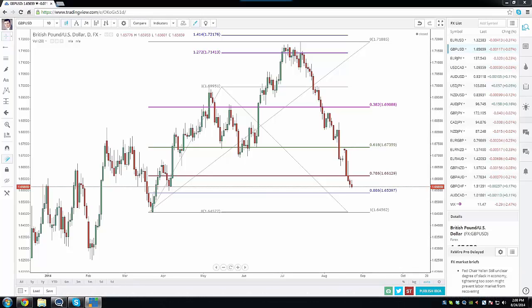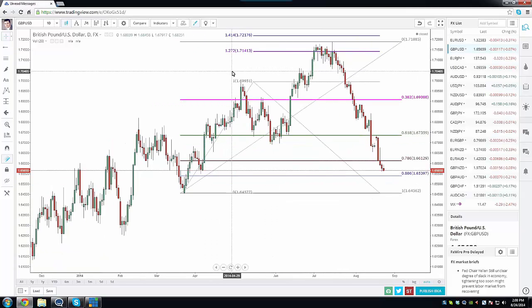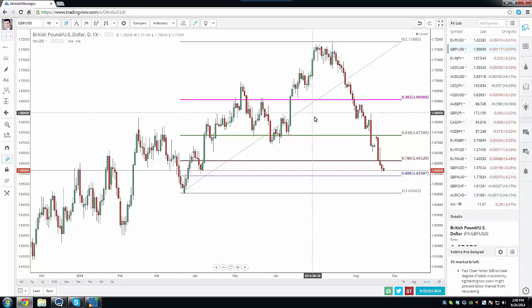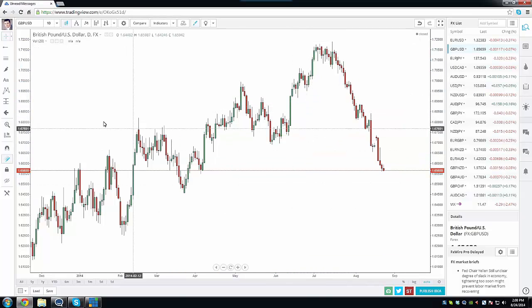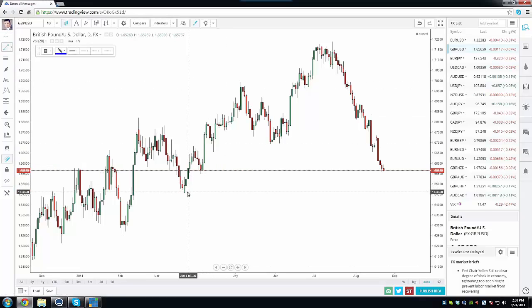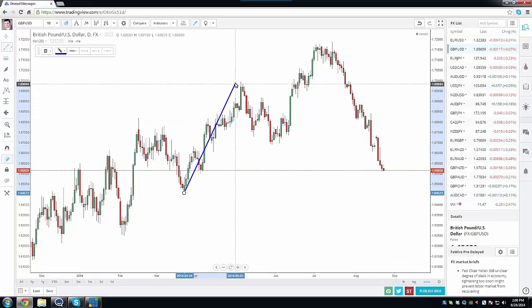Starting out with the pound dollar, we're looking at this on the daily chart, and what we've got is a very large Cypher pattern setting up. I'm going to draw this in with the legs of the move. We identify first the initial impulse leg of the move, and that runs from here to here roughly. So this is the initial impulse leg of the move.